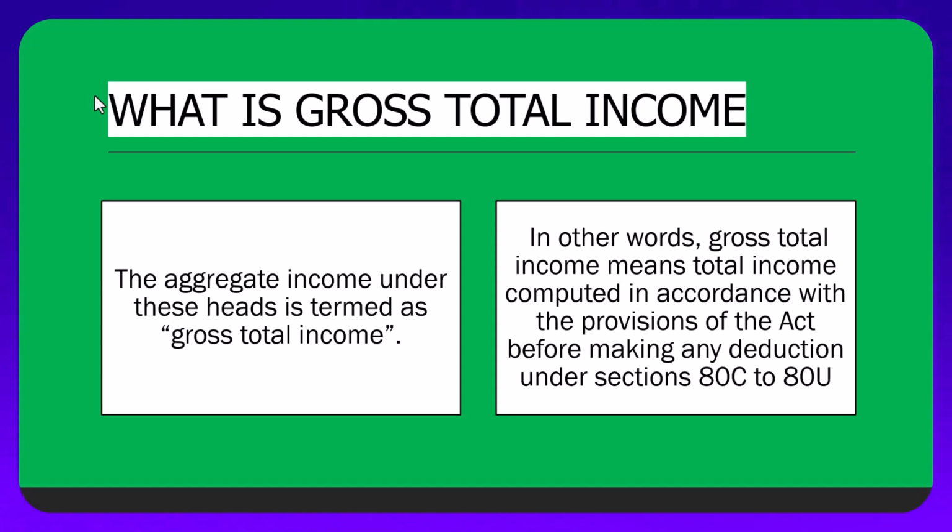First, one has to calculate his gross total income by adding all incomes under all the heads which he has. In other words, gross total income means the total income computed in accordance with the provisions of the Act before making any deduction under section 80C to 80U. So, first you collect how much salary you're getting, what's your bank interest, whatever sources you have, you just collect that income and add them up.